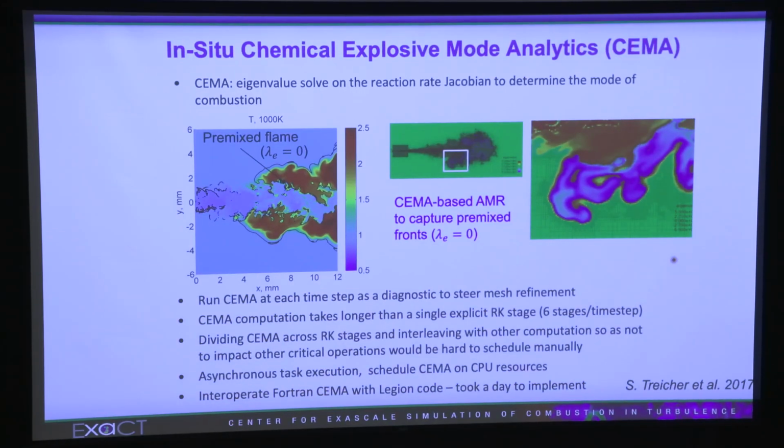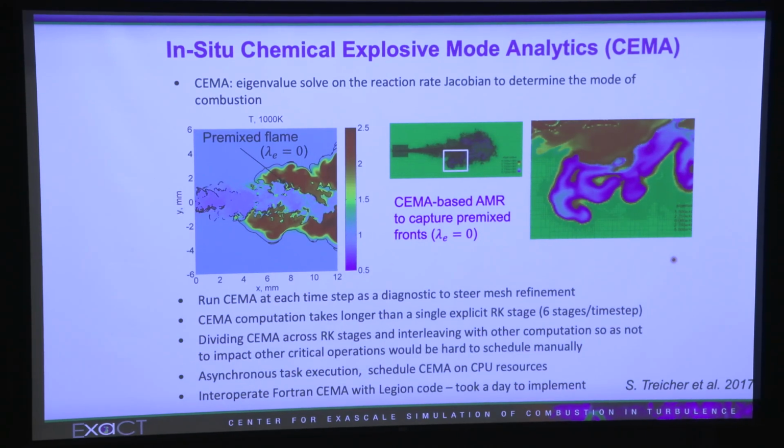And to show the significance of this, we combined in situ analytics. In this case, it was chemical explosive mode analysis developed by Tianfeng Lu called CEMA, which is basically an eigenvalue solve on the reaction rate Jacobian.